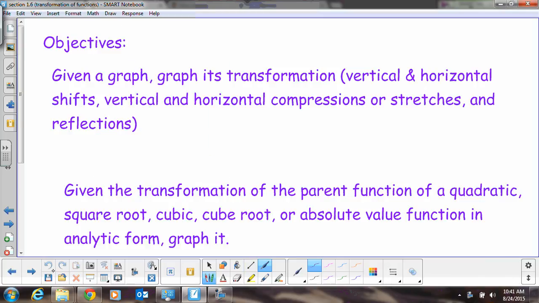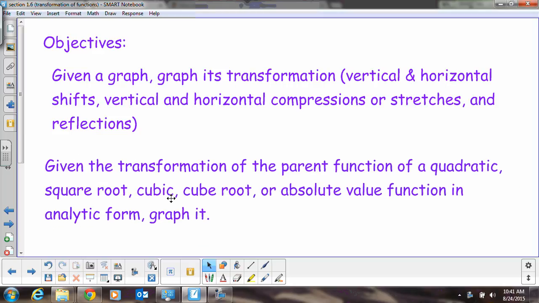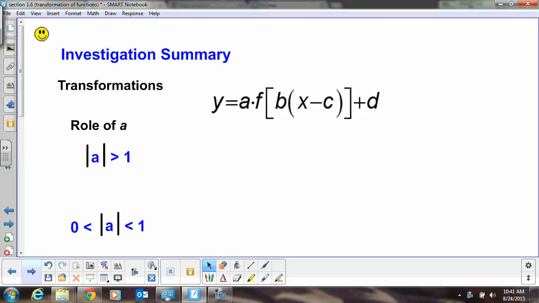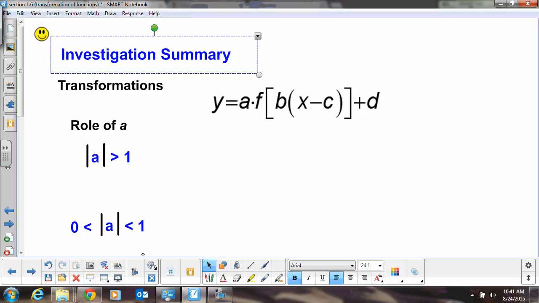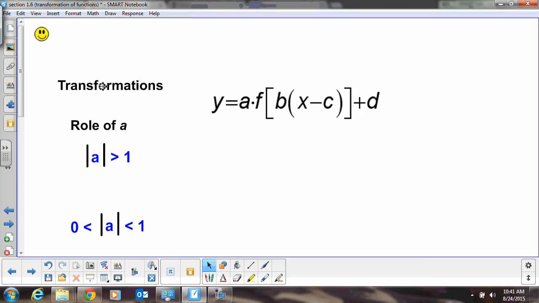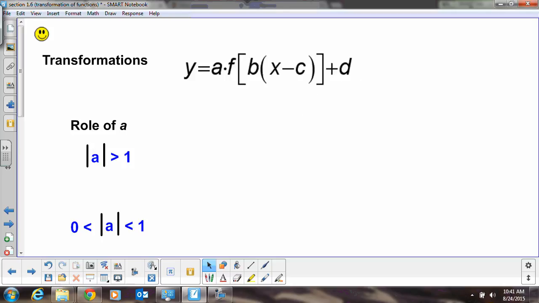All right, so given a graph, we're going to graph its transformation: vertical and horizontal shifts, vertical and horizontal compressions or stretches, and reflections. Then if I give you a parent graph of a quadratic function or square root or cubic, etc., you're going to transform it. Okay? So we are not going to investigate because you already did this last year. So let's look at this.